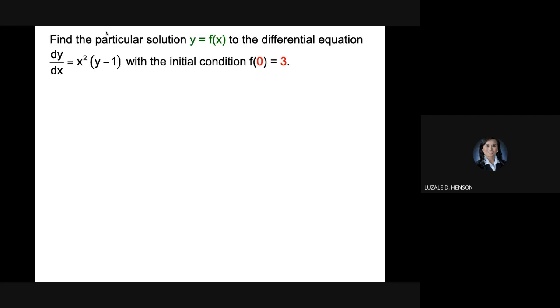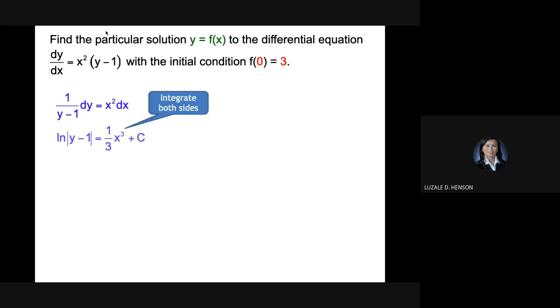So what are we going to do? First, we separate the variables just like the previous items that we had. Eliminate the dx and the y minus 1. Actually, this is a continuation of what we did earlier, so these are the same items. Once you have separated them, what are we going to do?